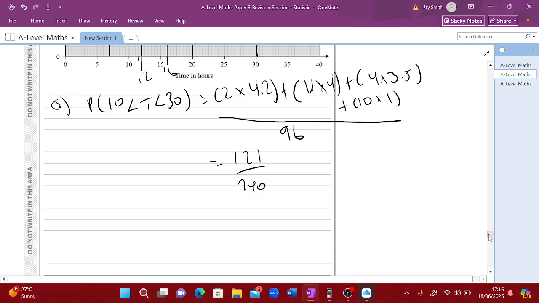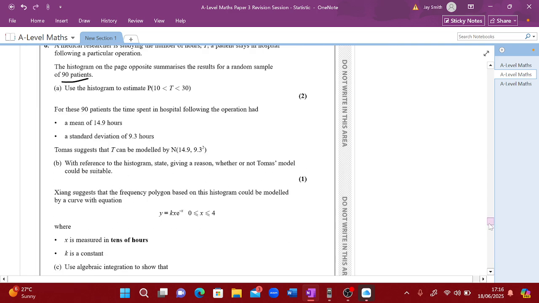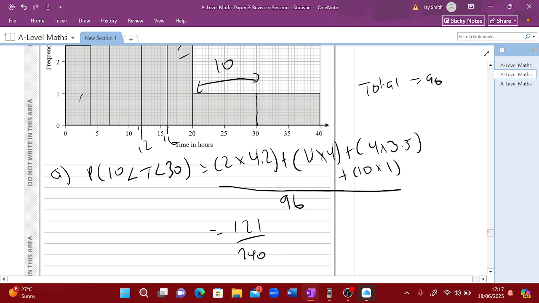Oh, it's not out of 96, it's out of 90. Where did I get 96 from? Oh my. Oh, it said I wrote 90. It looked like a 6. My bad handwriting. Oh my god.